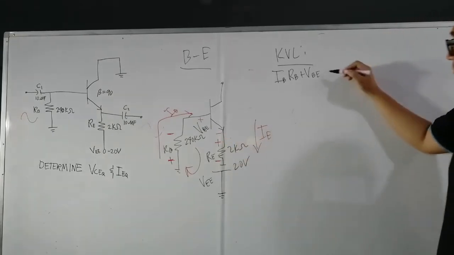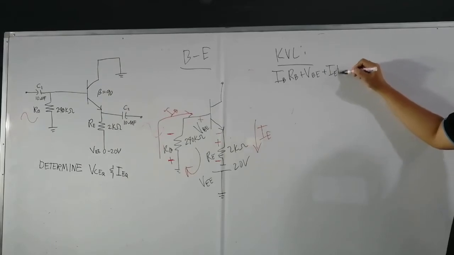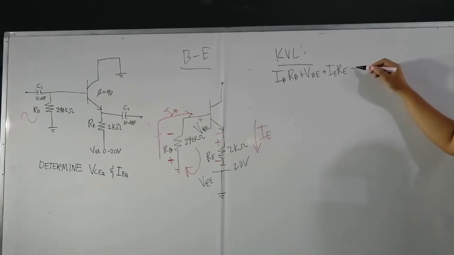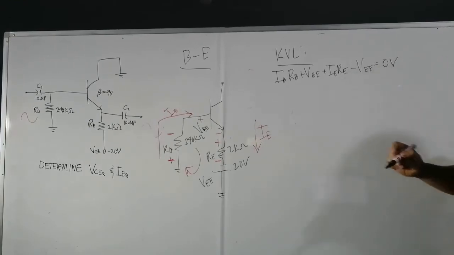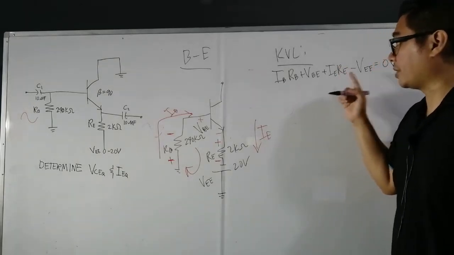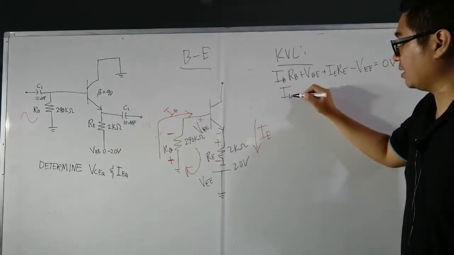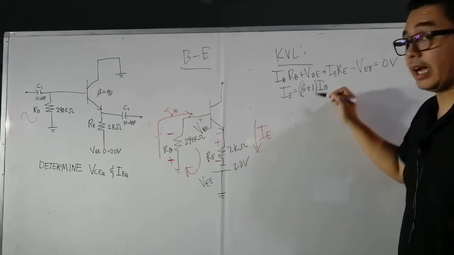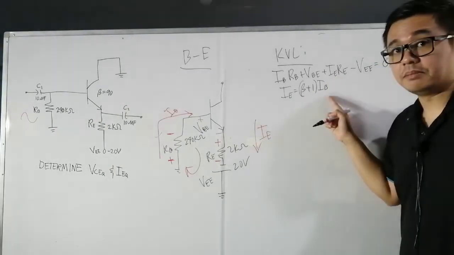And then we have plus IE times RE, and then minus 20 volts, which is VEE, equals 0. Ang gusto natin makuha dito is yung I sub B. But we should express I sub E in terms of I sub B. We all know that I sub E is equal to beta plus 1 times IB. So we can replace I sub E dito in terms of I sub B.